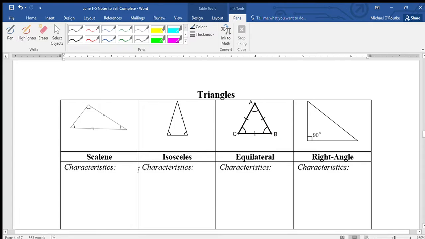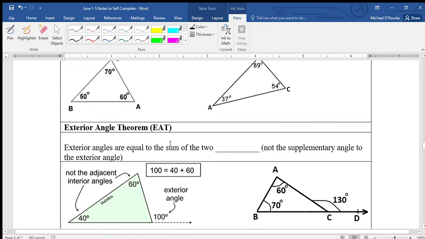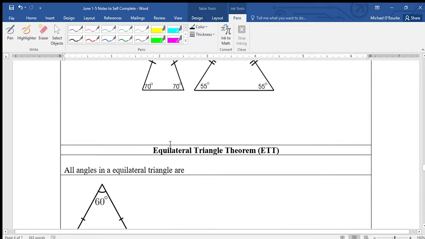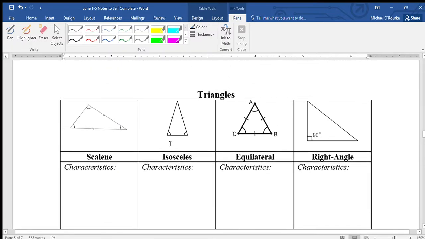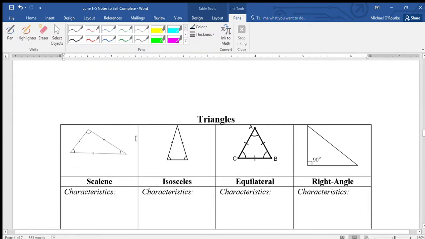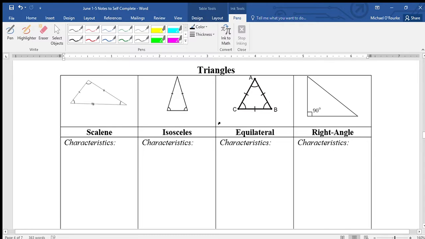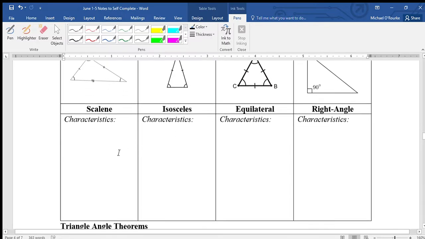Okay, so today we're working with triangles. We have some definitions first, then we go on to some angle theorems to end. Okay? So the first thing we need to define is what triangles are. We have four different types of triangles: a scalene, isosceles, equilateral, and a right angle.